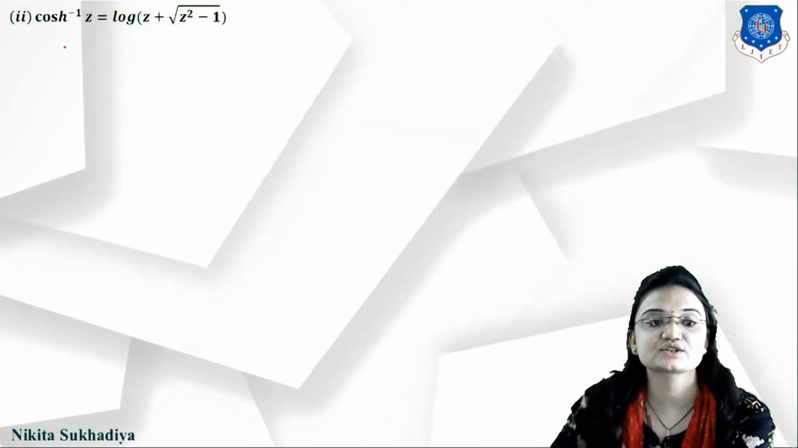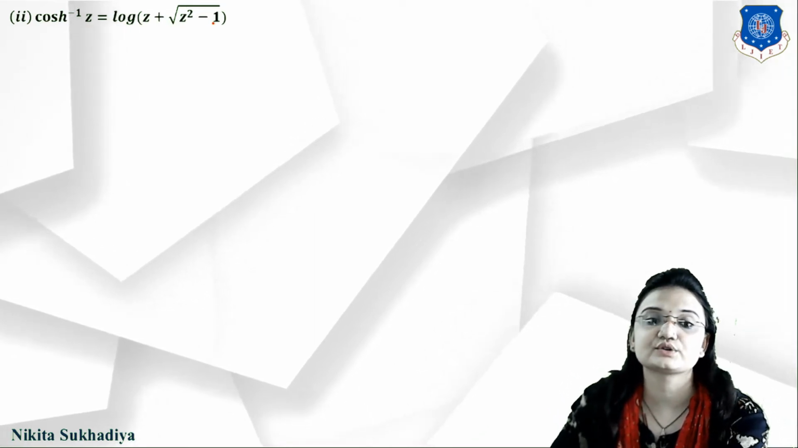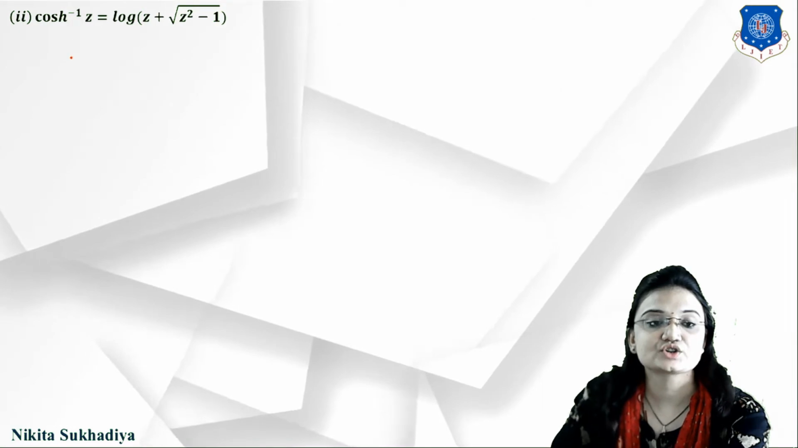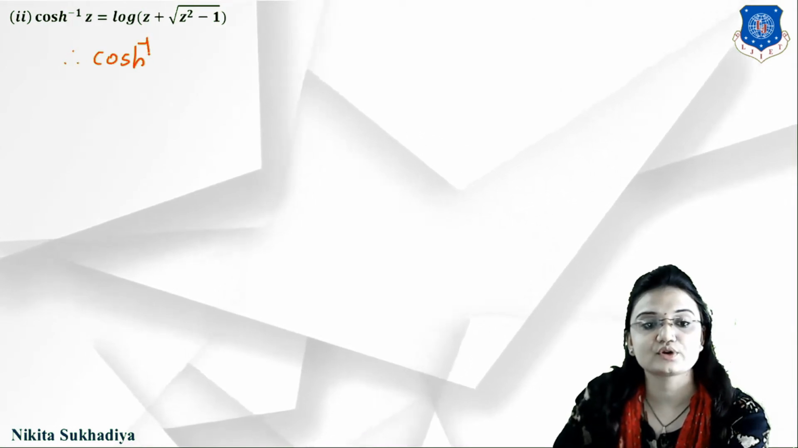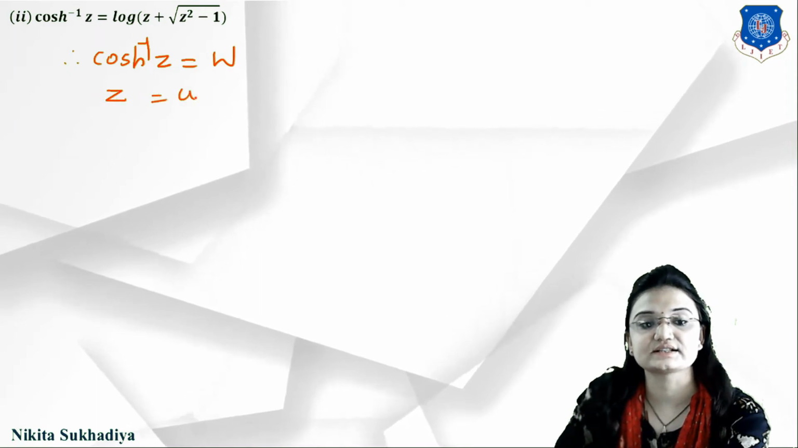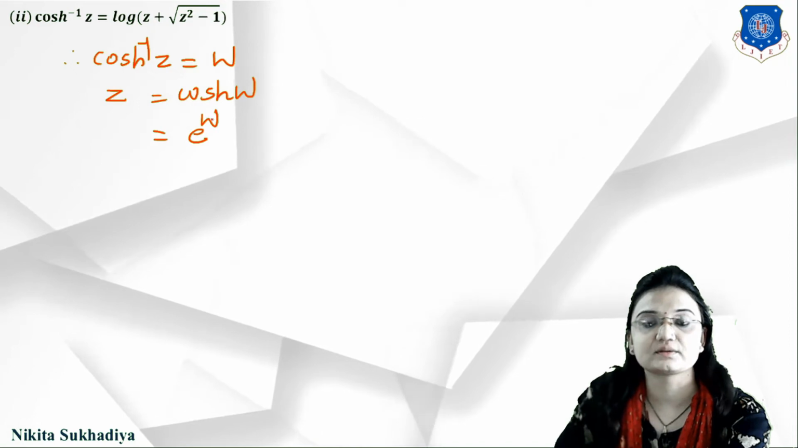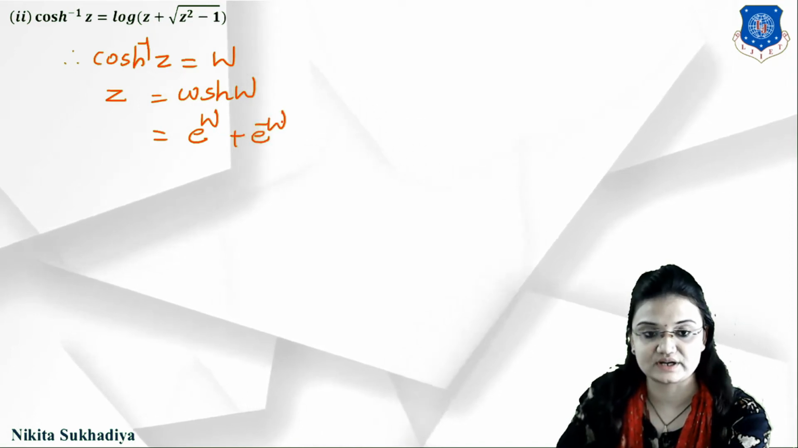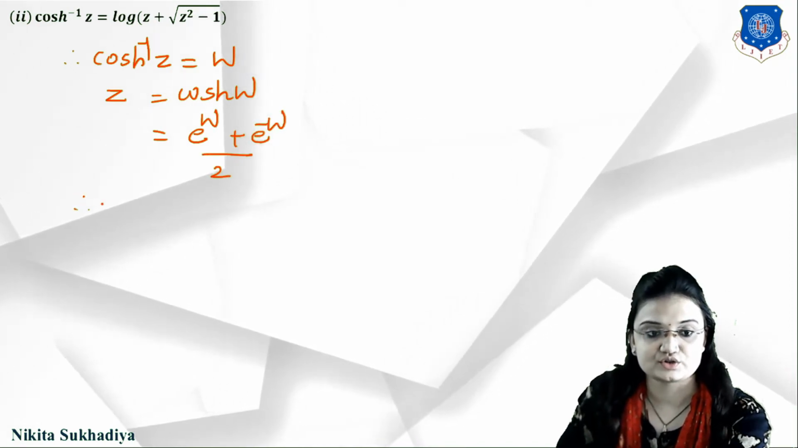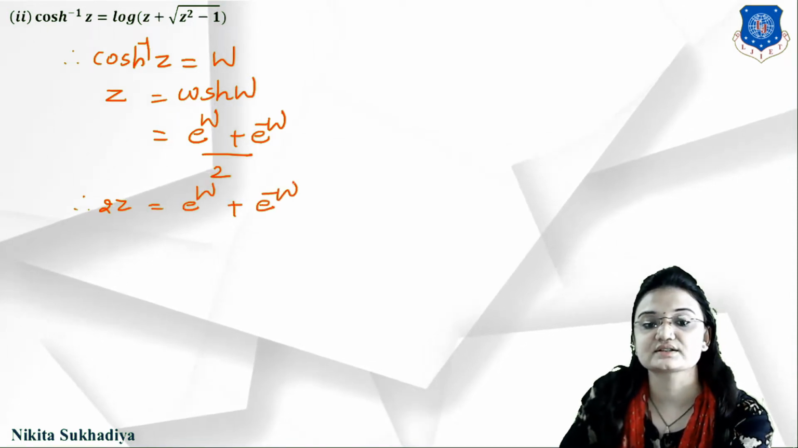Okay, now next is cos hyperbolic inverse z is equal to logarithm of z plus under root of z square minus 1. So again here take cos hyperbolic inverse z is equal to w. So we can say that z is equal to cos hyperbolic of w. Cos hyperbolic of w is nothing but e raised to w plus e raised to minus w divided by 2. So this is nothing but 2z is equal to e raised to w plus e raised to minus w.